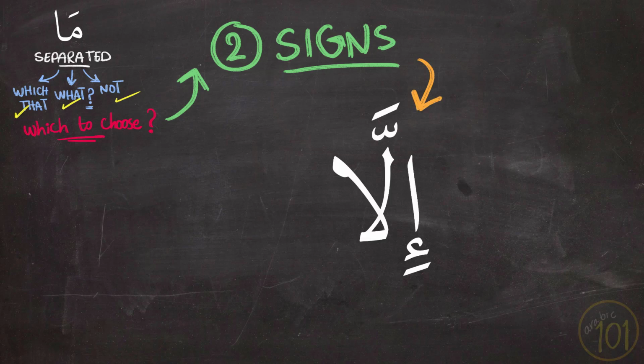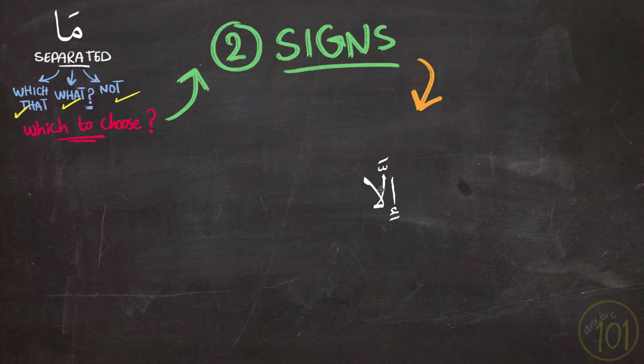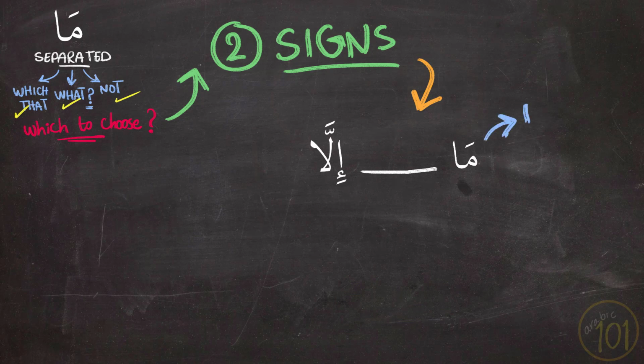For example, when seeing the word illa, which means except, when we see that word used after ma, it would mean that ma here means not.